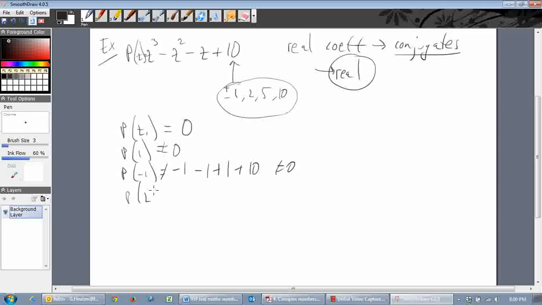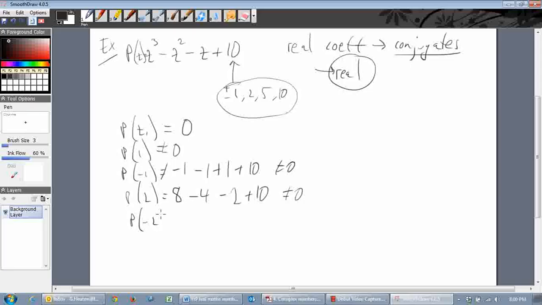Let's just try 2. P(2) is equal to 2 cubed, 8. This probably looks a bit more promising. It's closer to 10. 8 minus 4 minus 2 plus 10. So you get 8 minus 4, 4 minus 2, 2. No, that's not equal to 0.